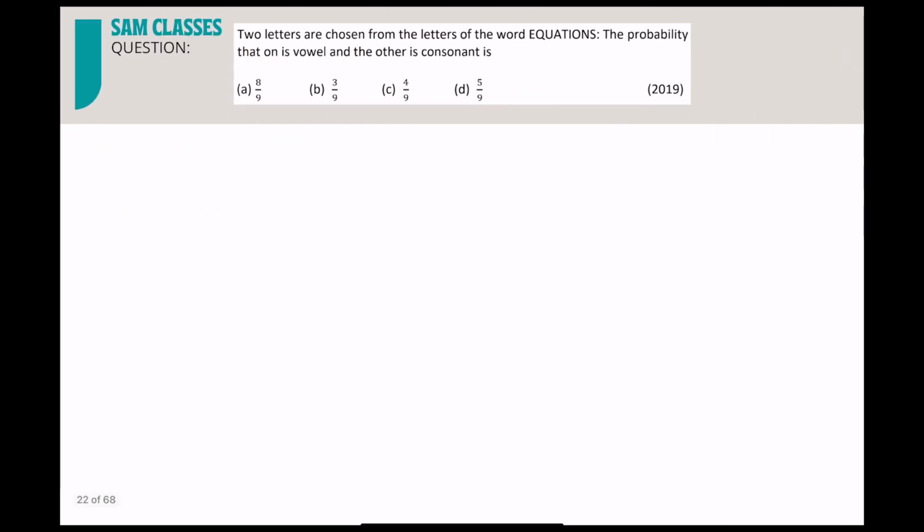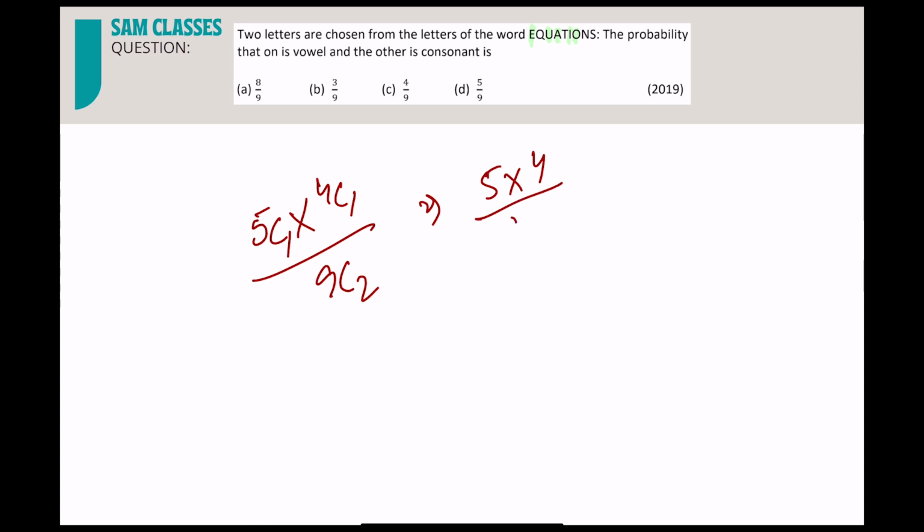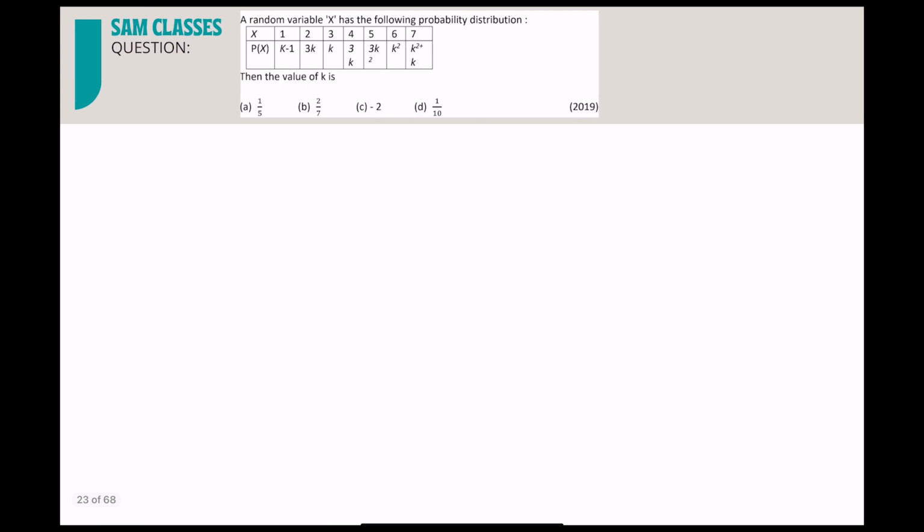Done. Two letters are chosen from the letters of the word EQUATION. The probability that one is a vowel and the other is a consonant. First we need to find how many vowels are here. E is a vowel, U is a vowel, A is a vowel, I is a vowel, O is a vowel. So we have 5 vowels. So 5C1, out of 5 you're choosing one, and then non-vowels 4C1, divided by total 9C2. So 5C1 is 5, 4C1 is 4, and 9C2 is 9 into 8 by 2. 8 and 8 cancel, so the answer is 5 by 9. Let's see the next question.